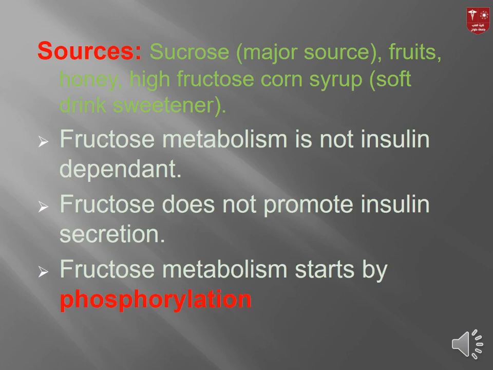So now we are going to say what the sources of fructose are. Fructose is present in the sugar of diet, which is sucrose. This is the major source because sucrose is formed from glucose and fructose. Fructose is present in fruits. Most of the fruits contain fructose. Honey, high fructose corn syrup. What's high fructose corn syrup? It's the soft drink sweetener.